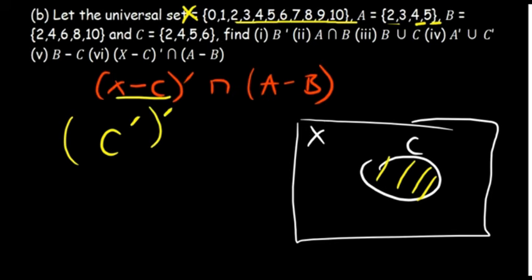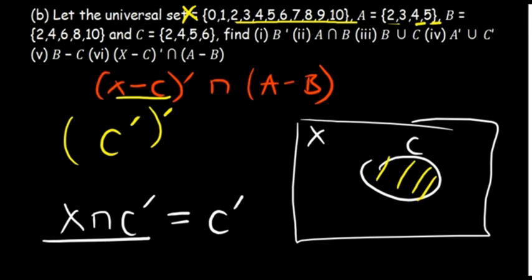The other way you can think about it is x minus c is the same as x intersection c complement. Any set intersected with a universal set is that set, because every set is part of itself as well as part of the universal set. So this is equivalent to what? To c complement. So still it stands as c complement, and there's also a complement outside.